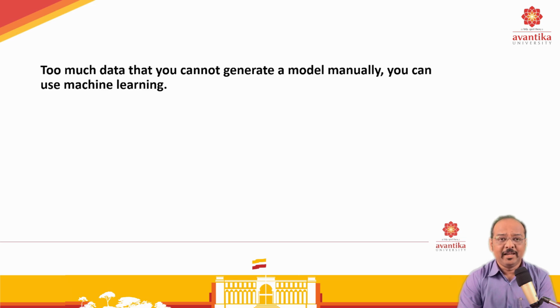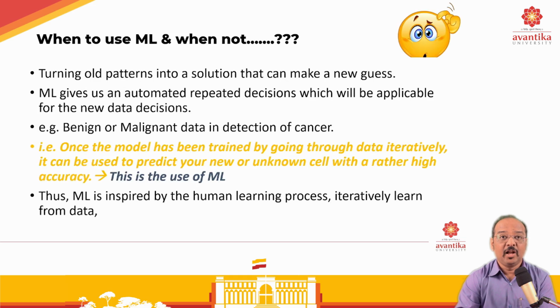But it has always been suggested that with too much data you cannot generate a model manually; manual model analysis is not possible. So machine learning is the best option to deal with non-manual or automated data, to generate automated analysis based on a variety of data or very huge data. Again, as I said earlier, machine learning gives automated repeated decisions which will be applicable to new data decisions.